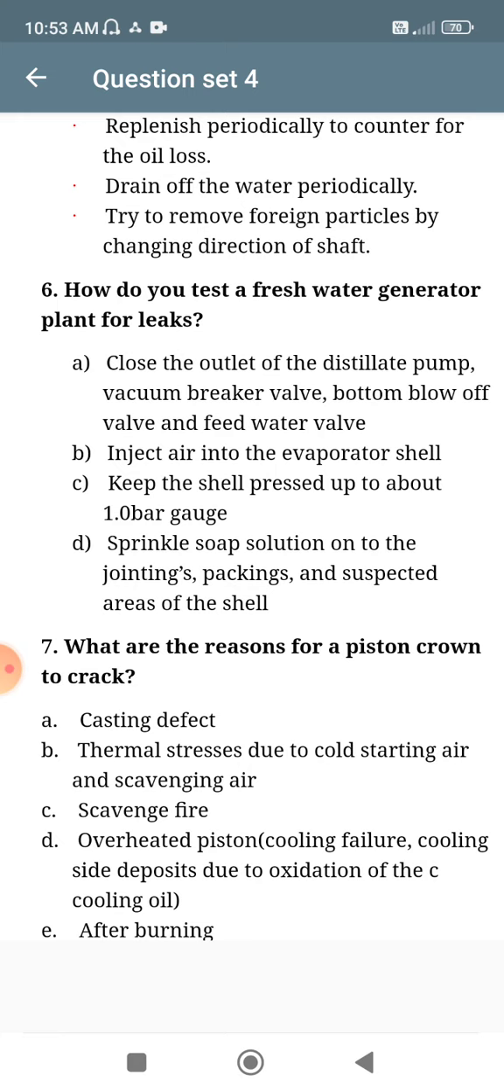So how do you test a freshwater generator plant for leaks? Close the outlet of the distillate pump, vacuum breaker valve, bottom blow off valve and feed water valve. Inject air into the evaporator shell, keep the shell pressure up to about 1 bar gauge, then sprinkle soap solution on the jointings, packing and suspended area as well. If there is leakage, soap bubbles will be formed.